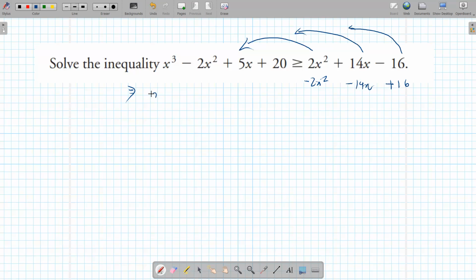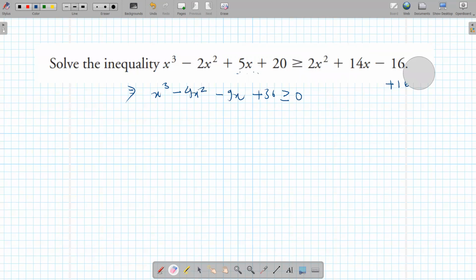which gives us x³ minus -2, which means 4x², +5x minus 14 means what? How many x's are there? There's 5x here. We're gonna subtract 14x from both sides. How many are we left with here? -9x. Yeah, -9x, and then 20 plus 16 is 36. There we go. Greater than or equal to 0, right? Step 1, toss everything to the other side. Now what?